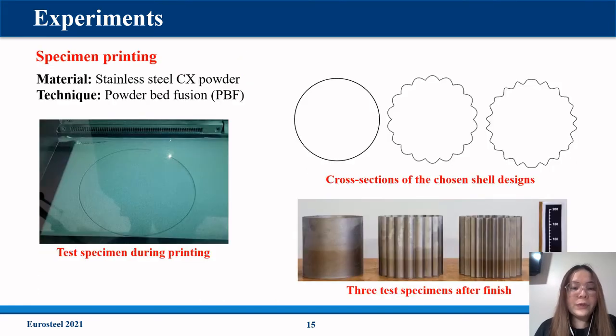The material we use is the stainless CX powder. We have coupons and shell specimens built vertically through PBF. During the PBF process, a laser beam is used to melt the metallic powder at the programmed locations to build a component. Here are the cross-sections of the shells, the real photos for the shell during printing and after finish.